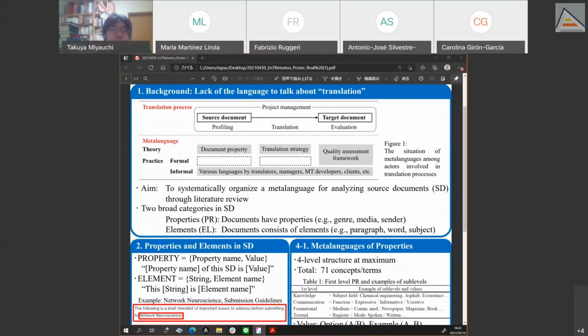However, please note that we don't regard a bundle of properties as a document itself. And a document consists of elements such as paragraphs or words or subject and so on. Please note that a set of elements is not identical to the document itself. So please see section 2.